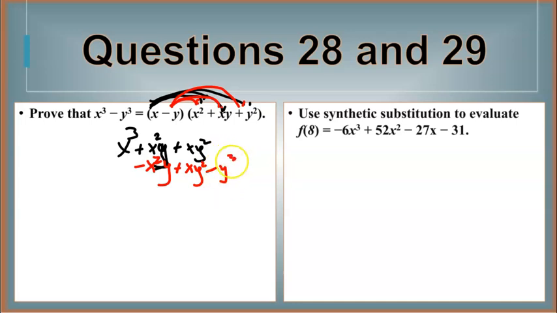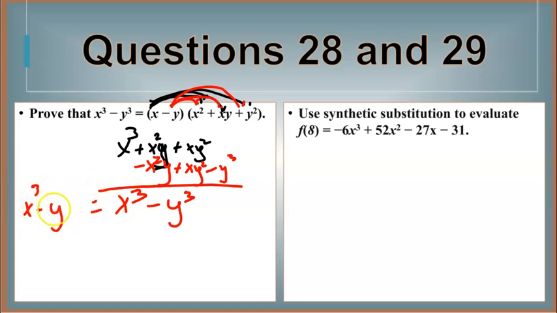minus y cubed. And all I have left is x cubed minus y cubed on the right side, and on the left side I have x cubed minus y cubed. So both sides are equal to each other.